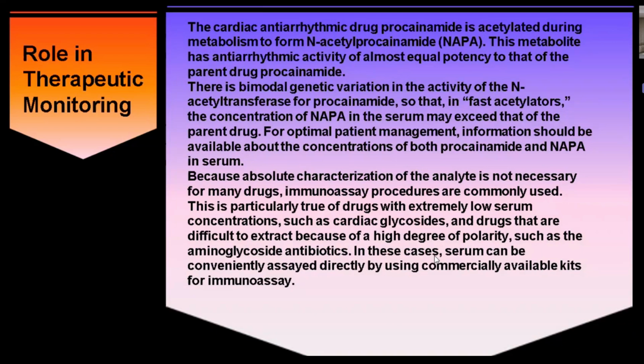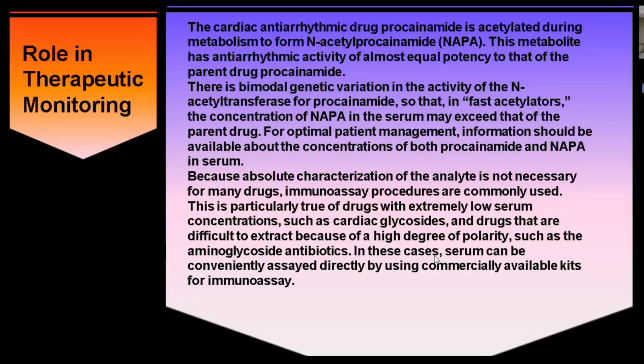In cardiac arrhythmia, the drug procainamide is given, and it is converted to N-acetyl procainamide. This metabolite has antiarrhythmic activity with equal potency. So many times we see people metabolize the drugs in different ways. There are fast acetylators, who will metabolize in a faster manner, and slow acetylators, who will metabolize in a slower manner.